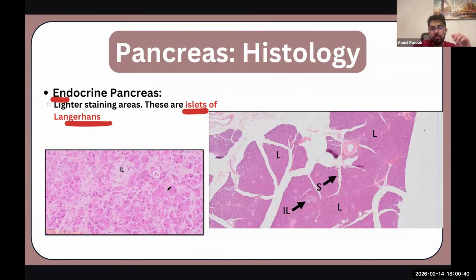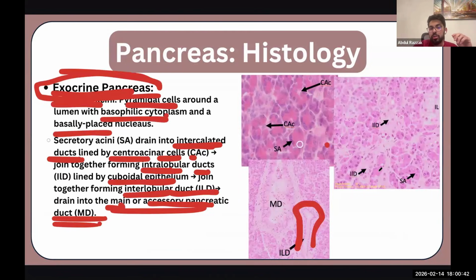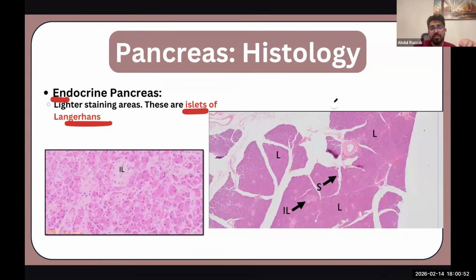So if you see this image or this image, or for example this image here, and they ask you what organ is this, immediately say this is the pancreas. Why? You're going to tell them, I see islets of Langerhans. Okay? This is the easiest characteristic feature that you can see on a slide of the pancreas.